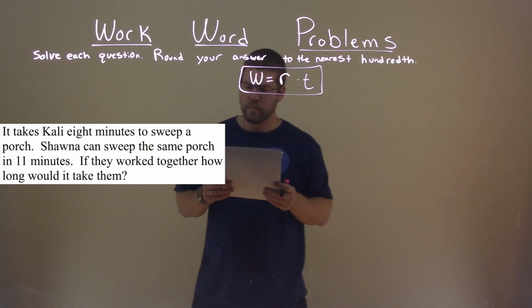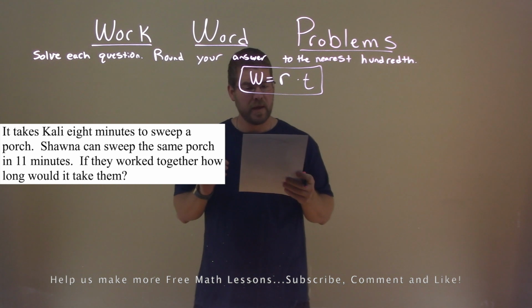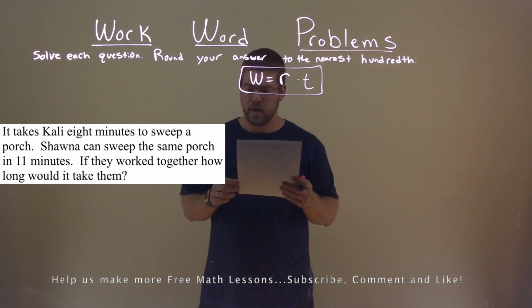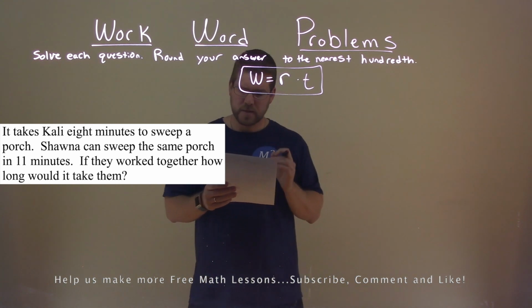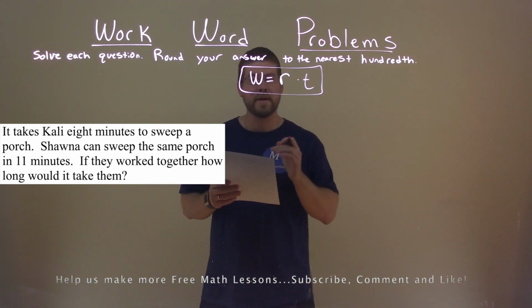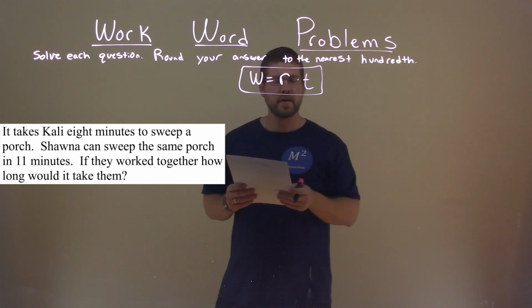We're given this problem right here. It takes Kali 8 minutes to sweep a porch. Shauna can sweep the same porch in 11 minutes. If they worked together, how long would it take them? So let's break down what we know.